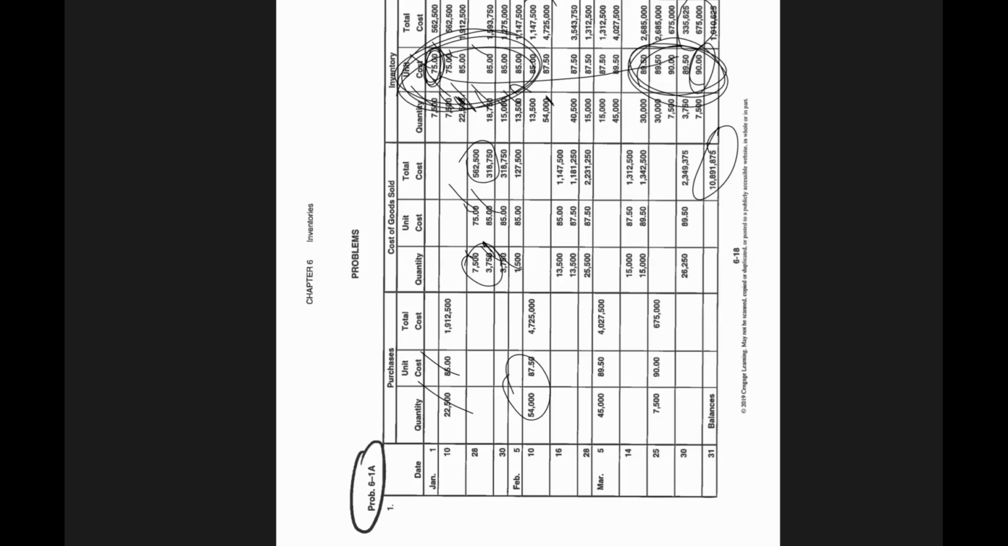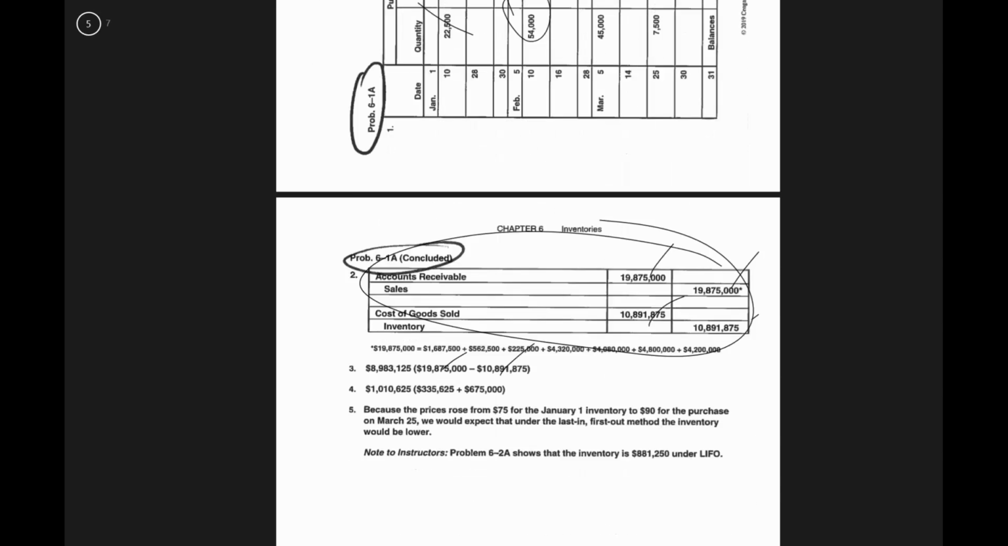Now, that would be the flip side of cost of goods sold. Last ones in are the first ones out. Well, then the last ones in have a higher cost. Therefore, your cost of goods sold is going to be a higher amount under LIFO than FIFO. Okay.